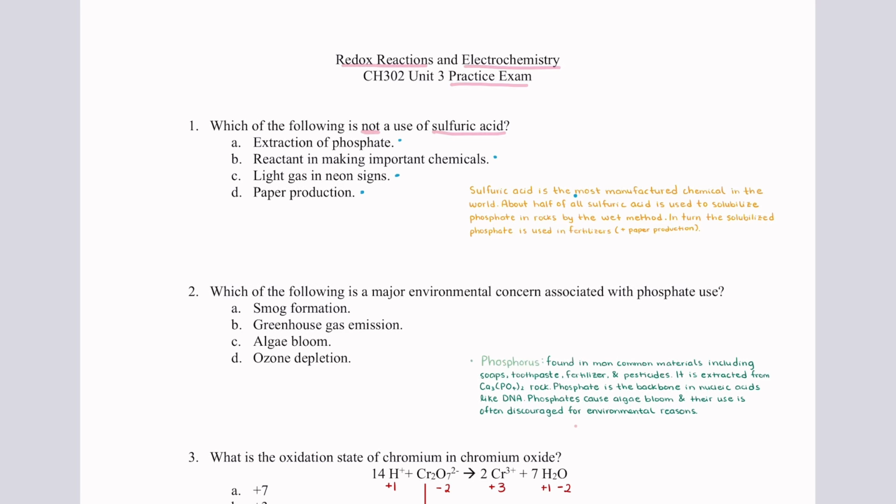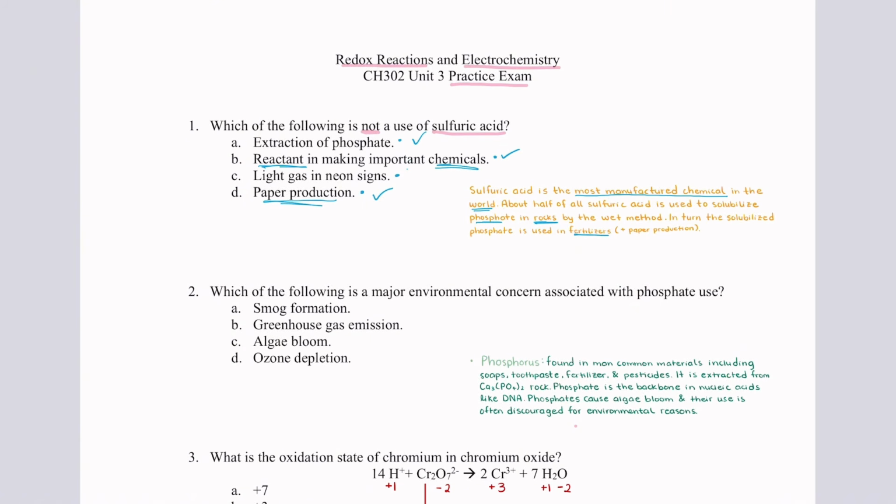Sulfuric acid is one of the highest produced chemicals in the world because it's essential in manufacturing fertilizers, especially by extracting phosphate from phosphate rock. It's also widely used as a chemical reactant to make other important industrial products, and it plays a role in paper production during the pulping and bleaching process.